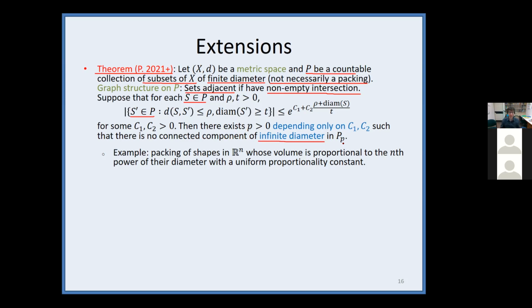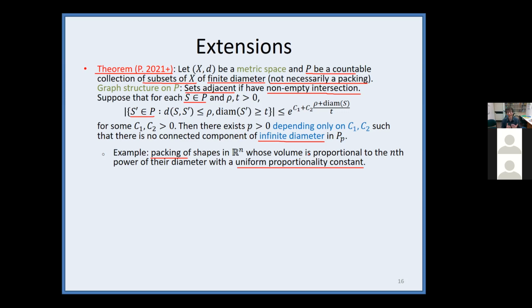This is more general than what I explained to you earlier, because, for instance, if you take an actual packing of shapes in a Euclidean space whose volume is proportional to the n-th power of their diameter, with a uniform proportionality constant, then they satisfy the assumption and hence the conclusion. So this is more general than the square packing or the circle packing I told you about.